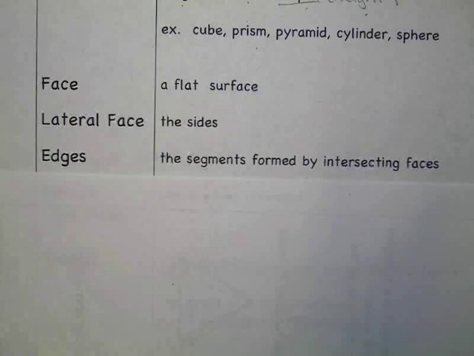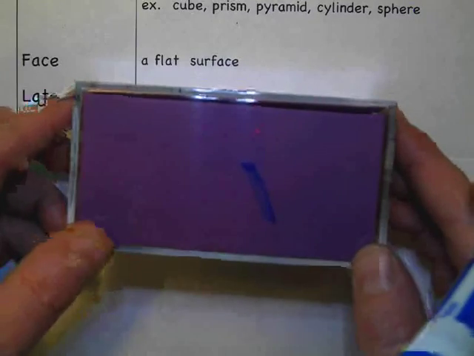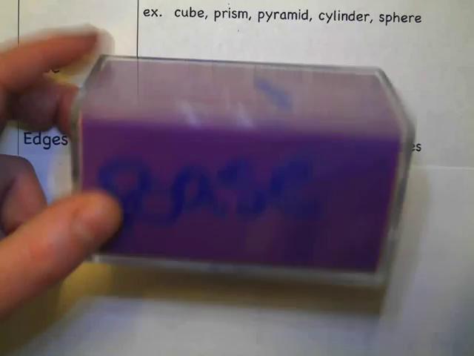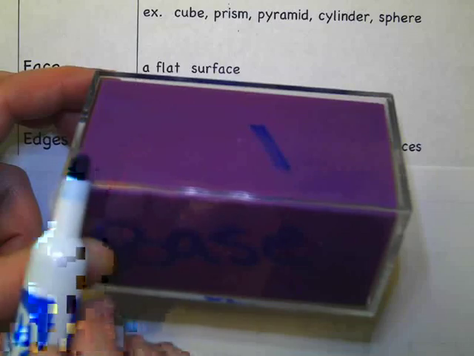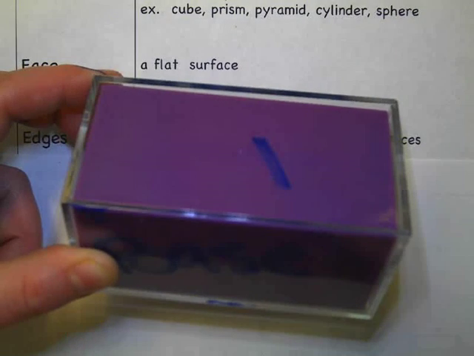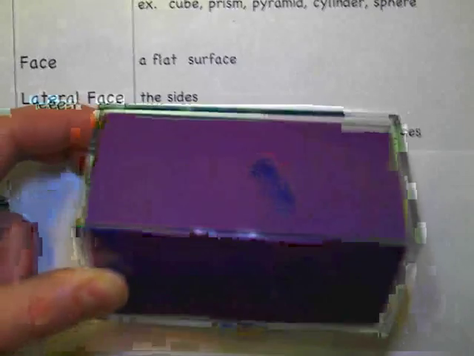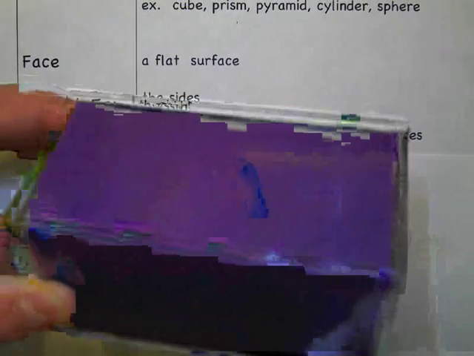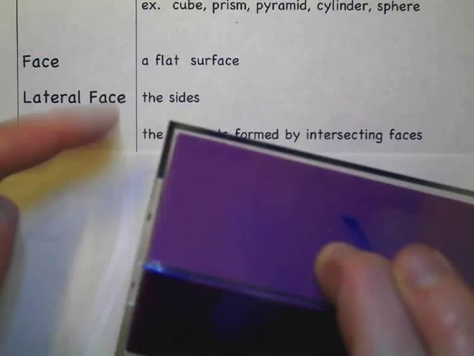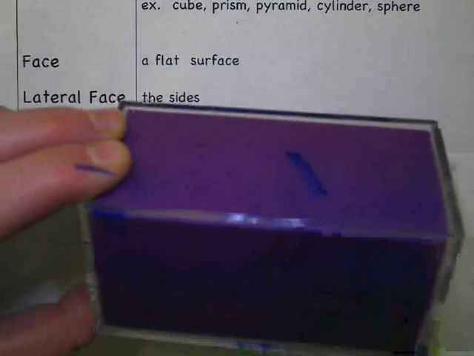Okay, the edge is the segment formed by the intersecting faces. So if I have this face here and this other face, this right here is the edge. So here is my edge, right there where the 2 faces intersect. It's that line. This particular prism has 1, 2, 3, 4, 5, 6, 7, 8, 9, 10, 11, 12 edges.